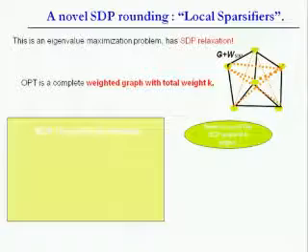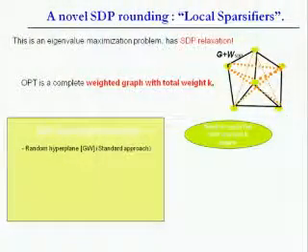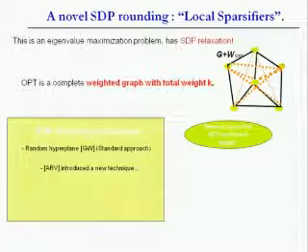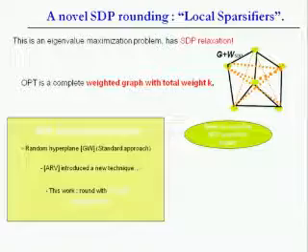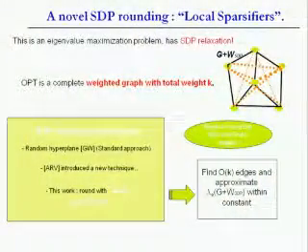Now SDP rounding has long been a very crucial, very important problem that people worked on, and Goemans-Williamson had the random hyperplane rounding. Many other problems use that. Then ARV introduced a new technique for rounding, and actually what we do is yet another new technique for rounding, which is called local sparsifiers for that particular problem. What that does is we find order of k edges and approximate the best lambda 2, or algebraic connectivity, within some constant.